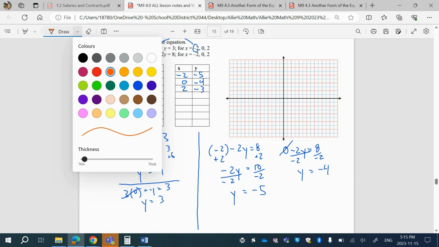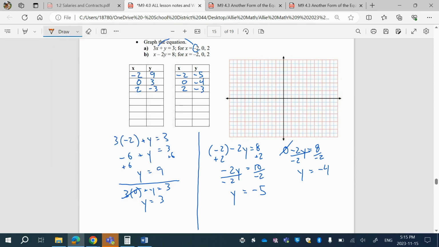Now let's plot it. I'm going to use some colors. Let's do this first one. We are at negative 2x and a positive 9y, 1, 2, 3, 4, 5, 6, 7, 8, 9, way up there. Next, we're at 0x and positive 3, 1, 2, 3. And we are now at 2 and a negative 3, 1, 2, 3. Okay, there's our first line, something like that.